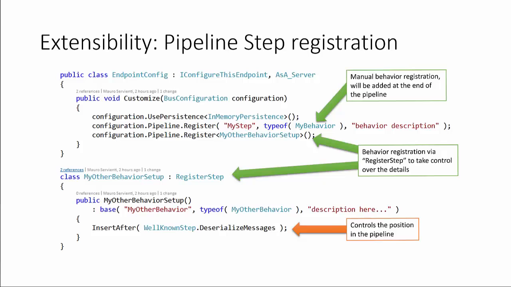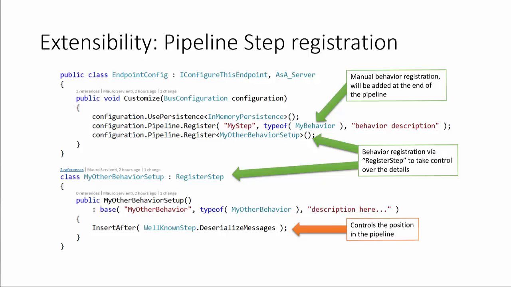and then we can call one of the methods available at the register step class that allows us to take control over the position in the pipeline. We can call insert after, passing in a well-known step ID, in this case telling the system that we want to put our behavior right after the deserialize message behavior.